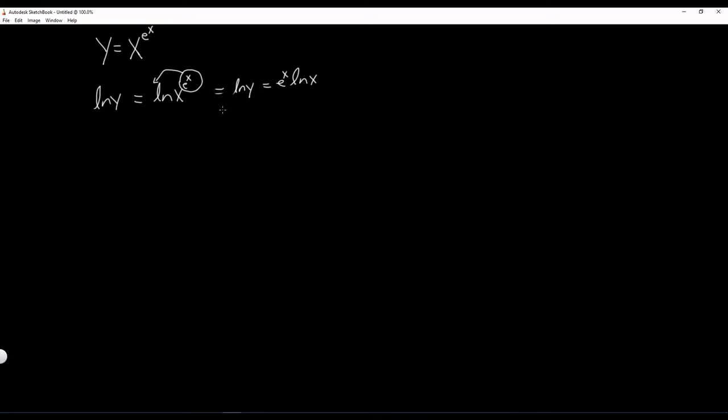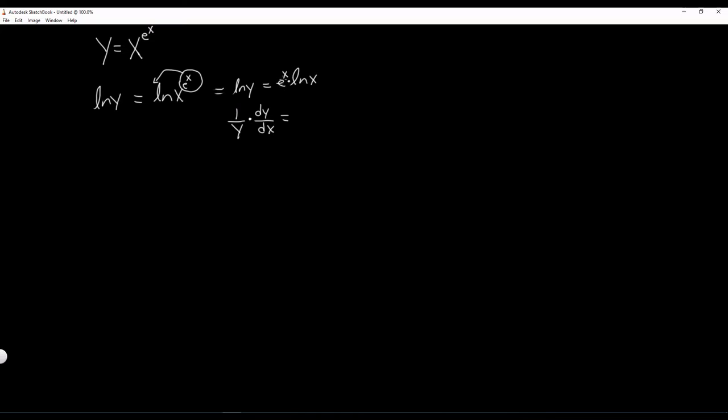Just like last time, the left-hand side will have to be implicitly differentiated because this is a y variable that we're differentiating. So the derivative of ln of y is 1 divided by y, but we also have to multiply it by dy dx is equal to, and on the right-hand side we have e to the x times the ln of x, so we're going to have to use the product rule.